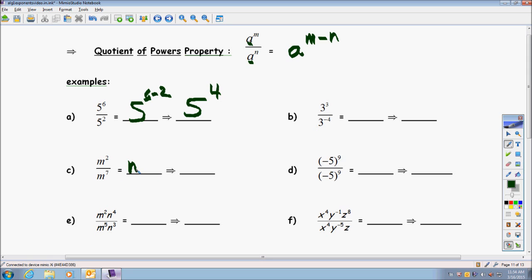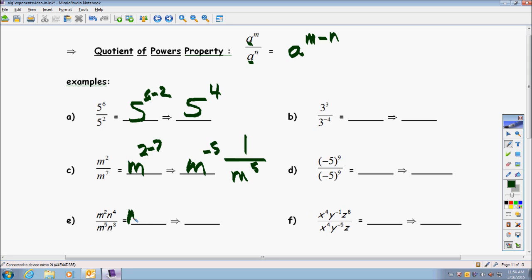M to the 2 minus 7, which becomes m to the negative 5. No negative exponents, which becomes 1 over m to the positive 5.